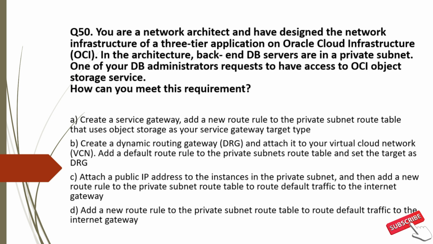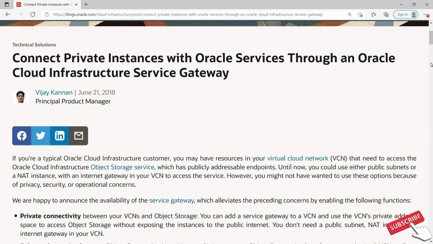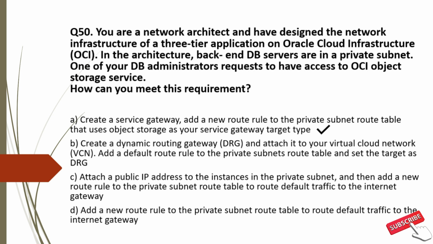And in OCI, you can use a service gateway if you want to access any public services from a private subnet. Option A, create a service gateway and add a new route rule to the private subnet route table that uses object storage as your service gateway target type. This is correct. For the detailed steps, you can refer to this blog post. Option B, create a dynamic routing gateway and attach it to your virtual cloud network. Add a default route rule to the private subnet route table and set the target as dynamic routing gateway. No, this is not the correct step, so incorrect.